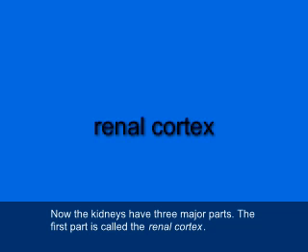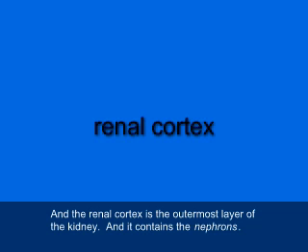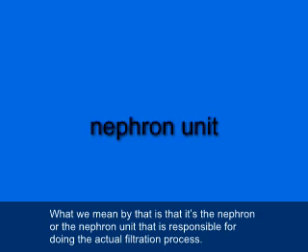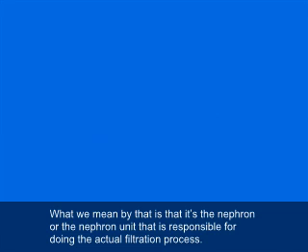Now, the kidneys have three major parts. The first part is called the renal cortex, R-E-N-A-L, cortex, C-O-R-T-E-X. And the renal cortex is the outermost layer of the kidney, and it contains the nephrons. Nephrons, also referred to as nephron units, are the functional unit of the kidney. What we mean by that is it's the nephron or the nephron unit that is responsible for doing the actual filtration process.